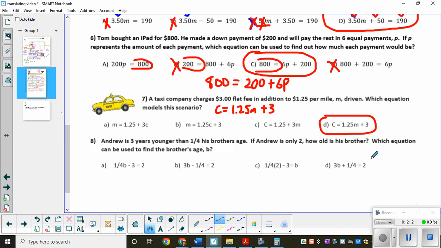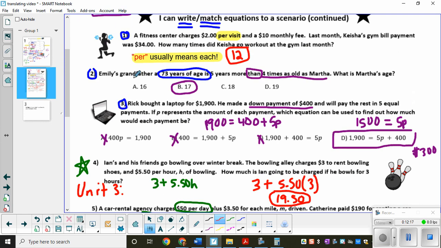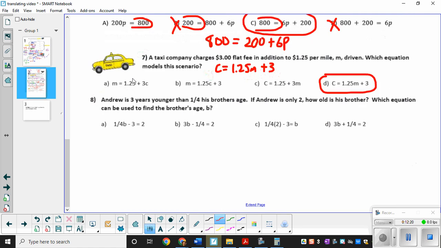All right, and number 8 now. So this one's kind of like the one up here with Emily's grandfather, the age question. Here's another age question. Let's see how we're doing with the age stuff, okay? So we've got that Andrew is 3 years younger than 1/4 of his brother's age. So we've got 1/4 of his brother's age. Now show me 3 years younger than that by minusing 3.